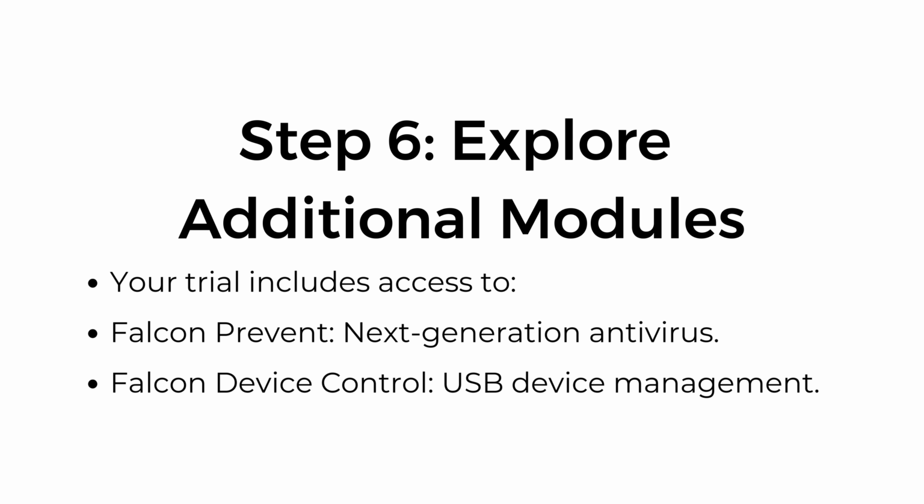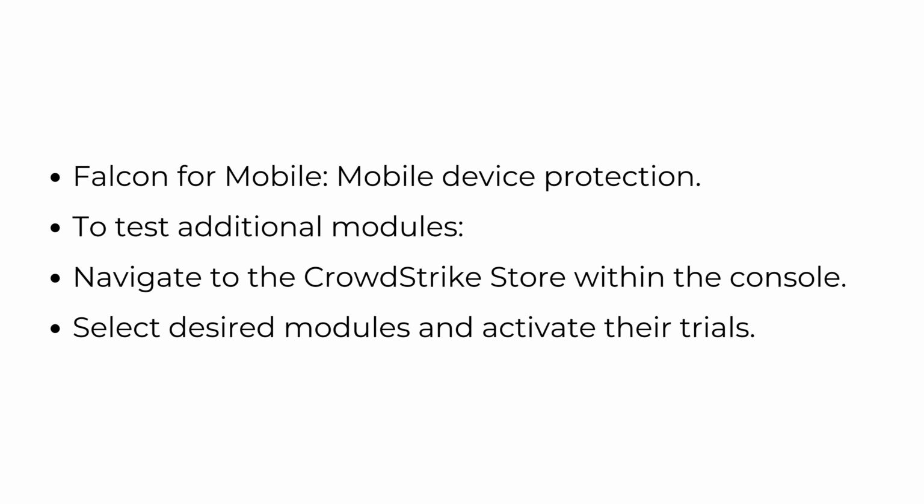Step 6. Explore additional modules. Your trial includes access to Falcon Prevent Next Generation Antivirus, Falcon Device Control, USB Device Management, Falcon for Mobile, Mobile Device Protection. To test additional modules, navigate to the CrowdStrike store within the console. Select desired modules and activate their trials.